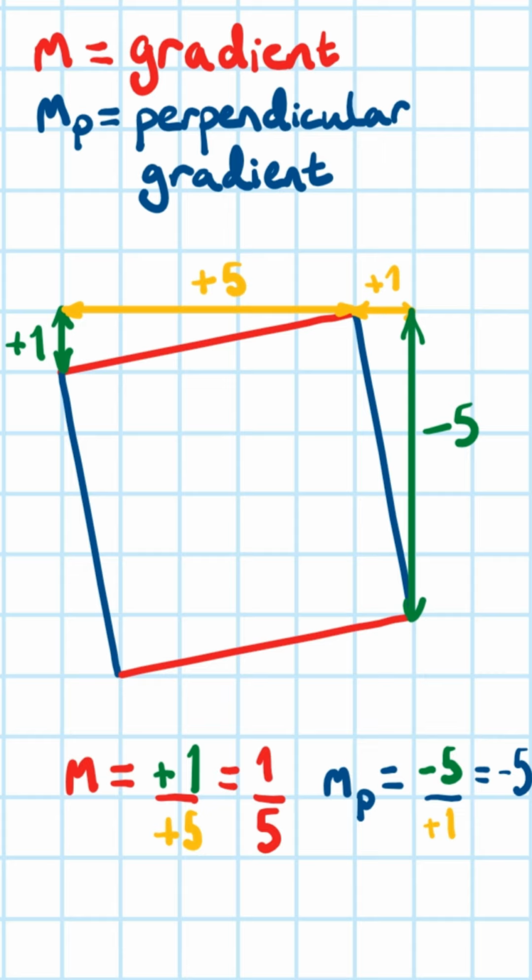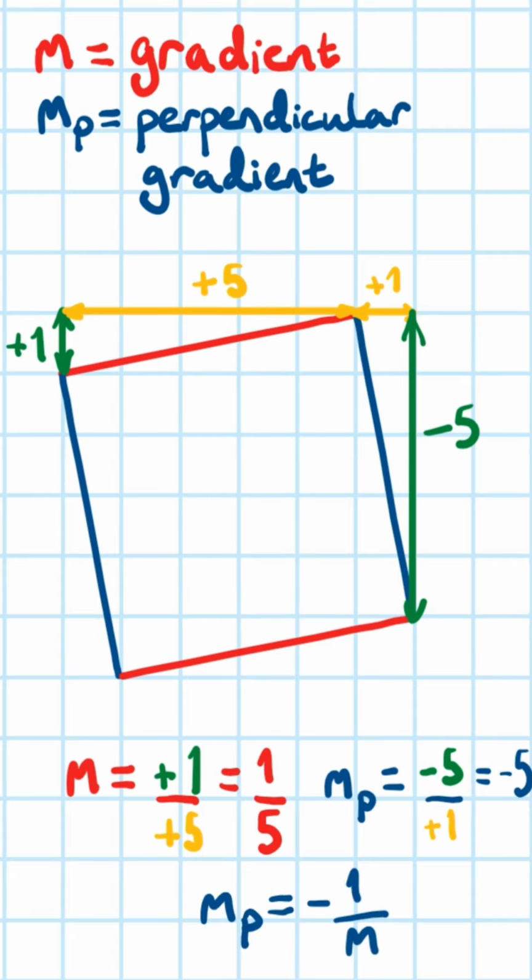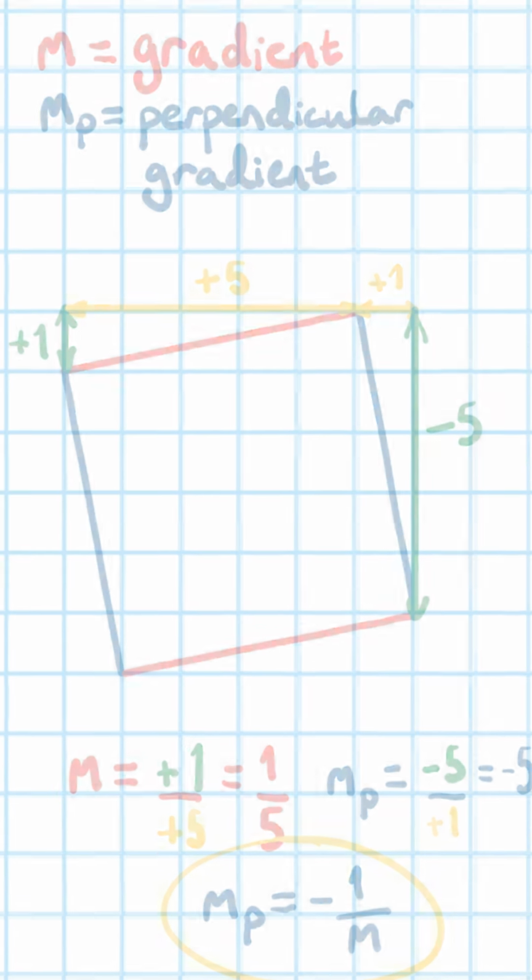We can see that the gradient of the perpendicular lines is the same as the negative reciprocal of the gradient of the red lines, which leaves us with m_p equals minus 1 over m. So hopefully that helps you to remember.